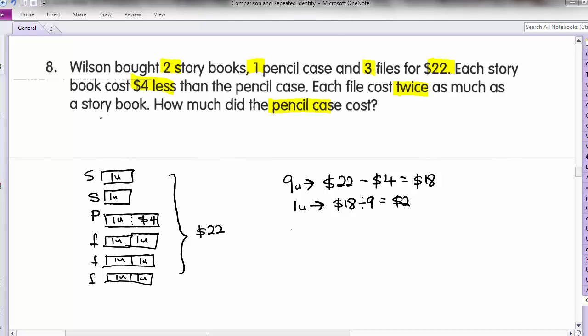I'm looking for the pencil case, which is 1 unit plus $4. So 1 unit plus $4, and that will give me $6.